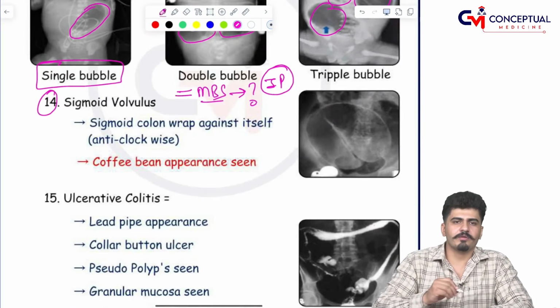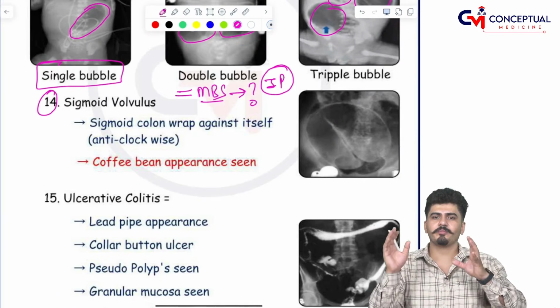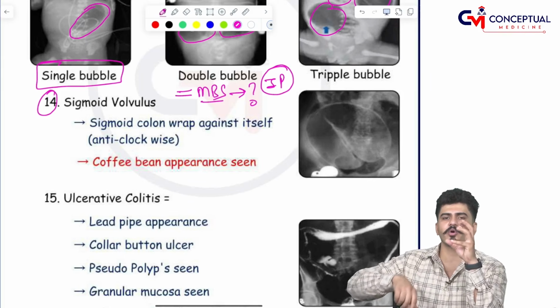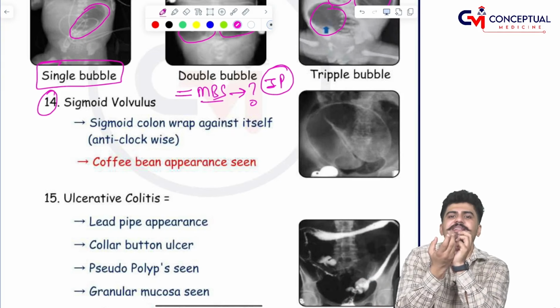Now sir, sigmoid volvulus, again a question asked multiple times in both the FMGE and NEET PG exams. In this sigmoid volvulus, what is happening? Your sigmoid colon is wrapping around itself.